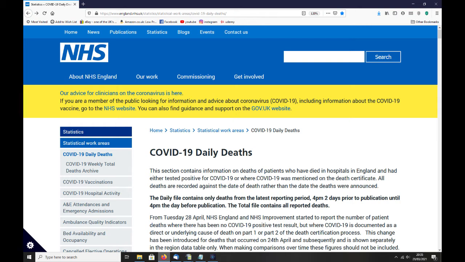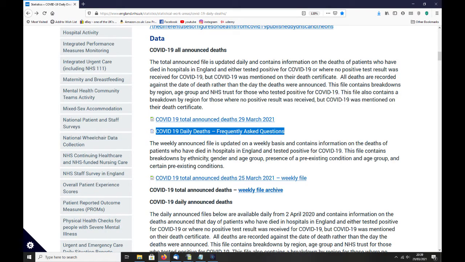In this one, I'm going to go through the page on the NHS England website entitled COVID-19 Daily Deaths. There are other datasets concerning COVID-19 deaths from the government and the Office of National Statistics websites, which I will go through in future episodes. All the links for this episode are in the description as per normal. Before looking at the data, I recommend you read the document called COVID-19 Daily Deaths, Frequently Asked Questions.